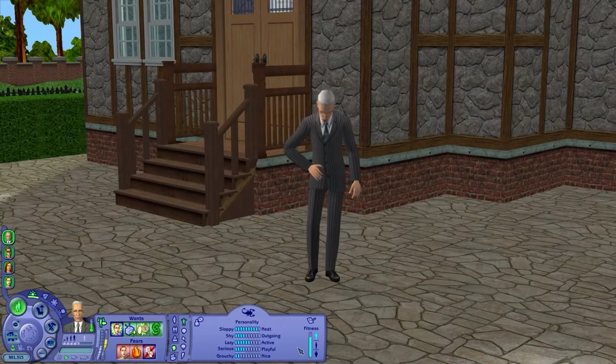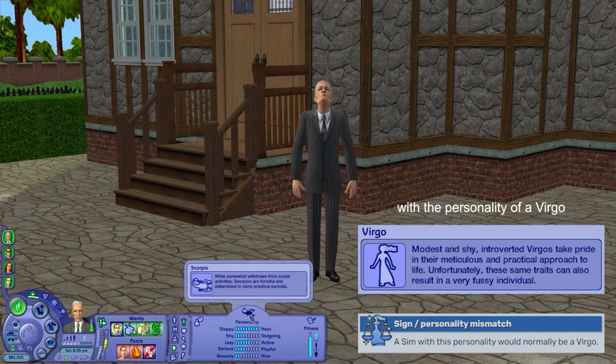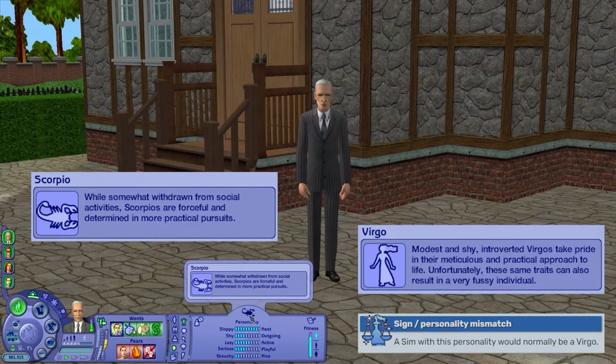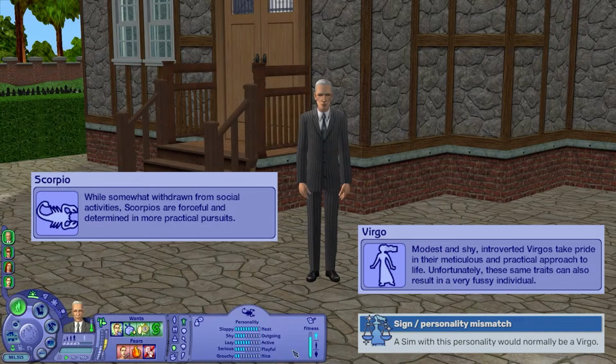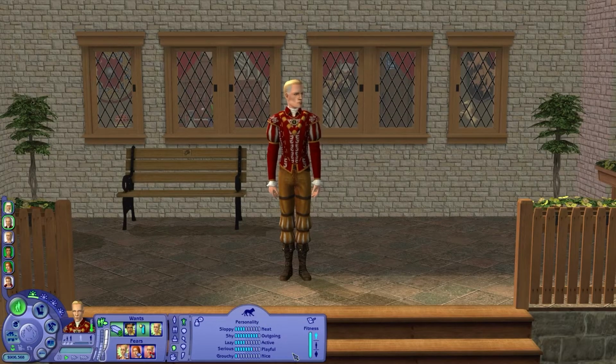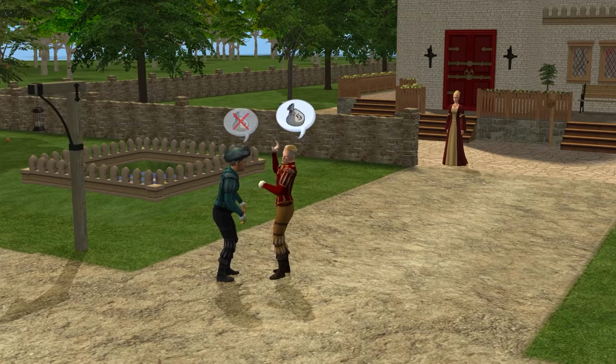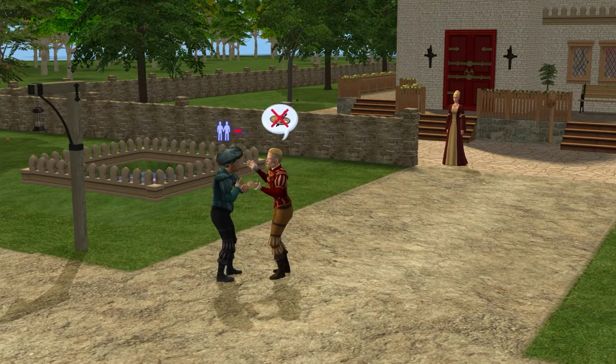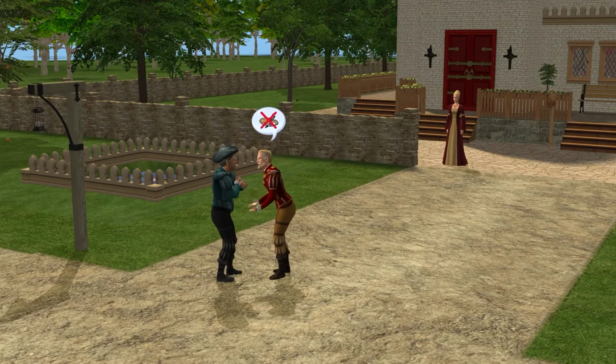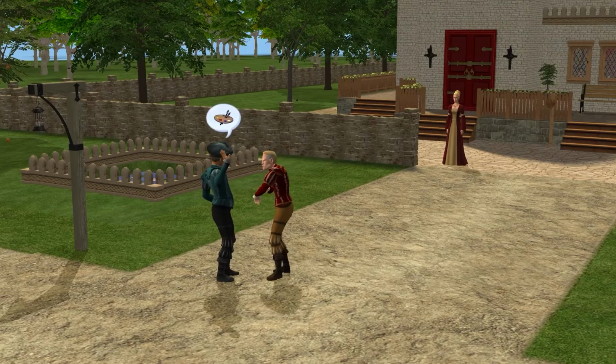Consort is very neat, on the shy and serious side, and very grouchy. He's a Scorpio with a description that says, while somewhat withdrawn from social activities, Scorpios are forceful and determined in more practical pursuits, which aligns quite well with the cold, stern businessman interpretation of his character. For all it's worth, I think Lord Capulet would have the family aspiration with a secondary romance, and his personality would look something like this, very outgoing and rather playful. For all their differences, Lord Capulet and Consort do have one thing in common, their antagonistic relationship with the patriarch of the rival family, so let's talk about him.